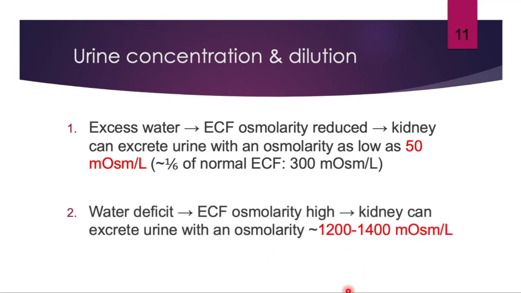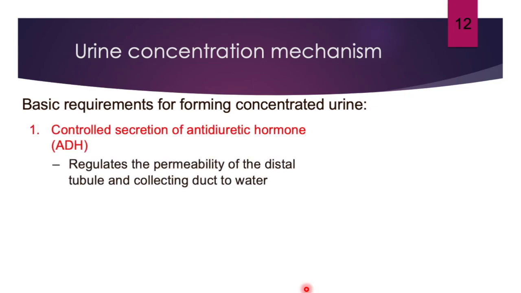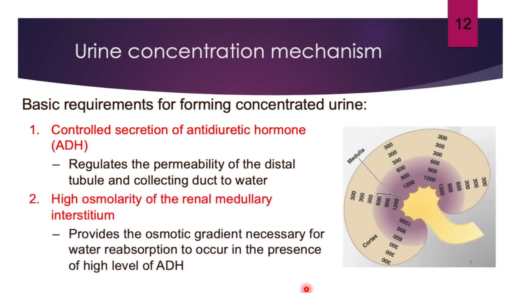Conversely, when there is a deficit of water and ECF osmolarity is high, the kidney can excrete urine with an osmolarity of about 1,200 to 1,400 milliosmol per liter. There are two basic requirements in order to produce concentrated urine. These are controlled secretion of ADH and high osmolarity of the renal medullary interstitium.